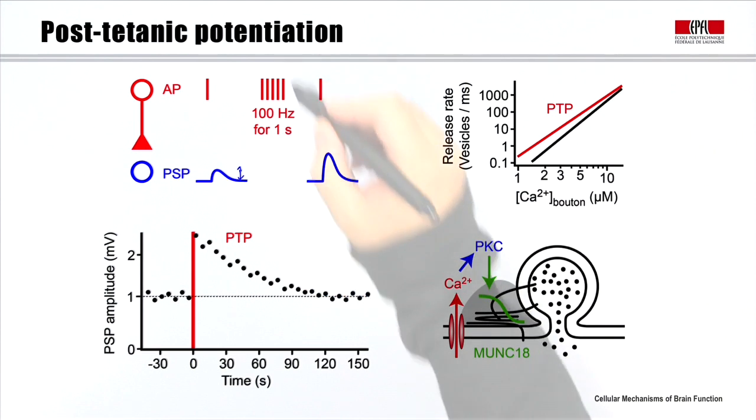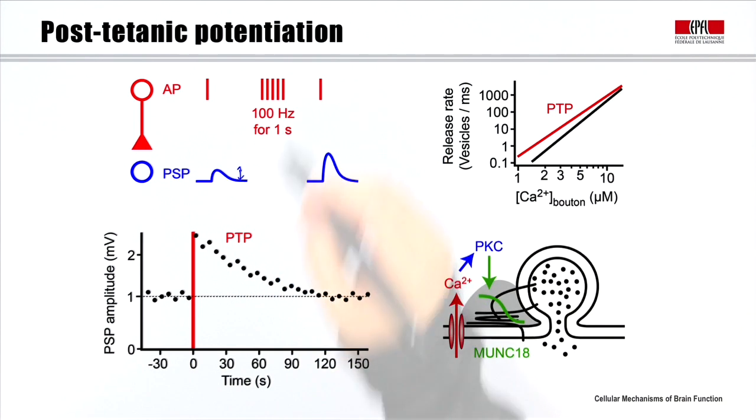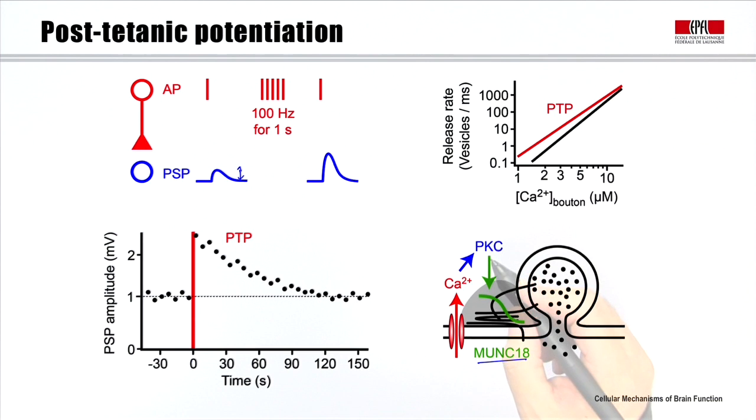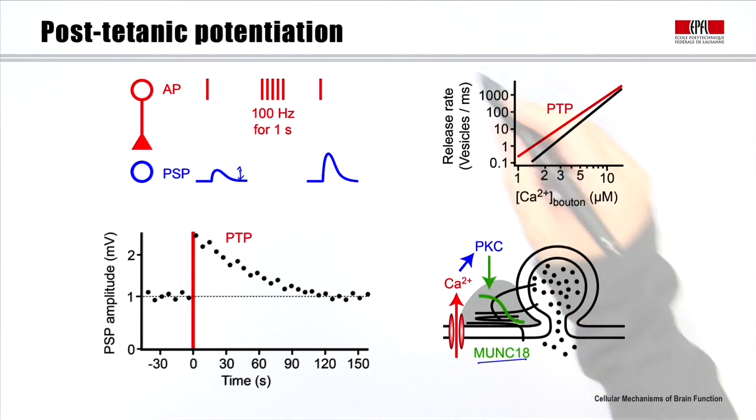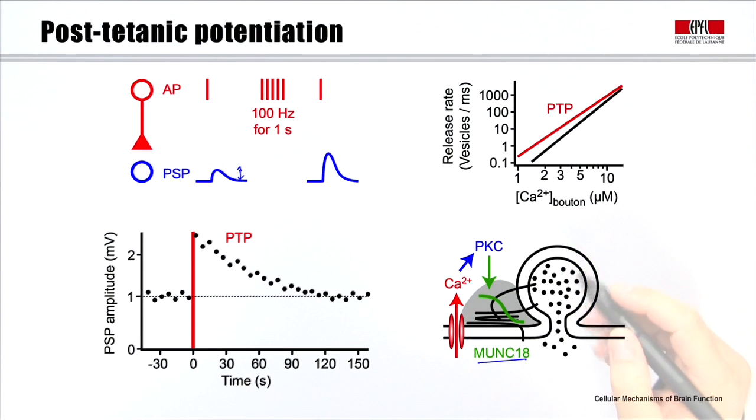Then we give our high-frequency tetanic stimulation, the 100 hertz. That causes a massive influx of calcium through the voltage-gated calcium channels. That rise in calcium activates an enzyme called protein kinase C that depends upon calcium to activate it. So there's a large calcium influx during this 1 second of high-frequency stimulation that activates protein kinase C. And one of the targets of protein kinase C is part of the molecular machinery involved in neurotransmitter release. It's a protein called MUNC18. And if that becomes phosphorylated by protein kinase C, then the release rate at any given calcium concentration is increased.